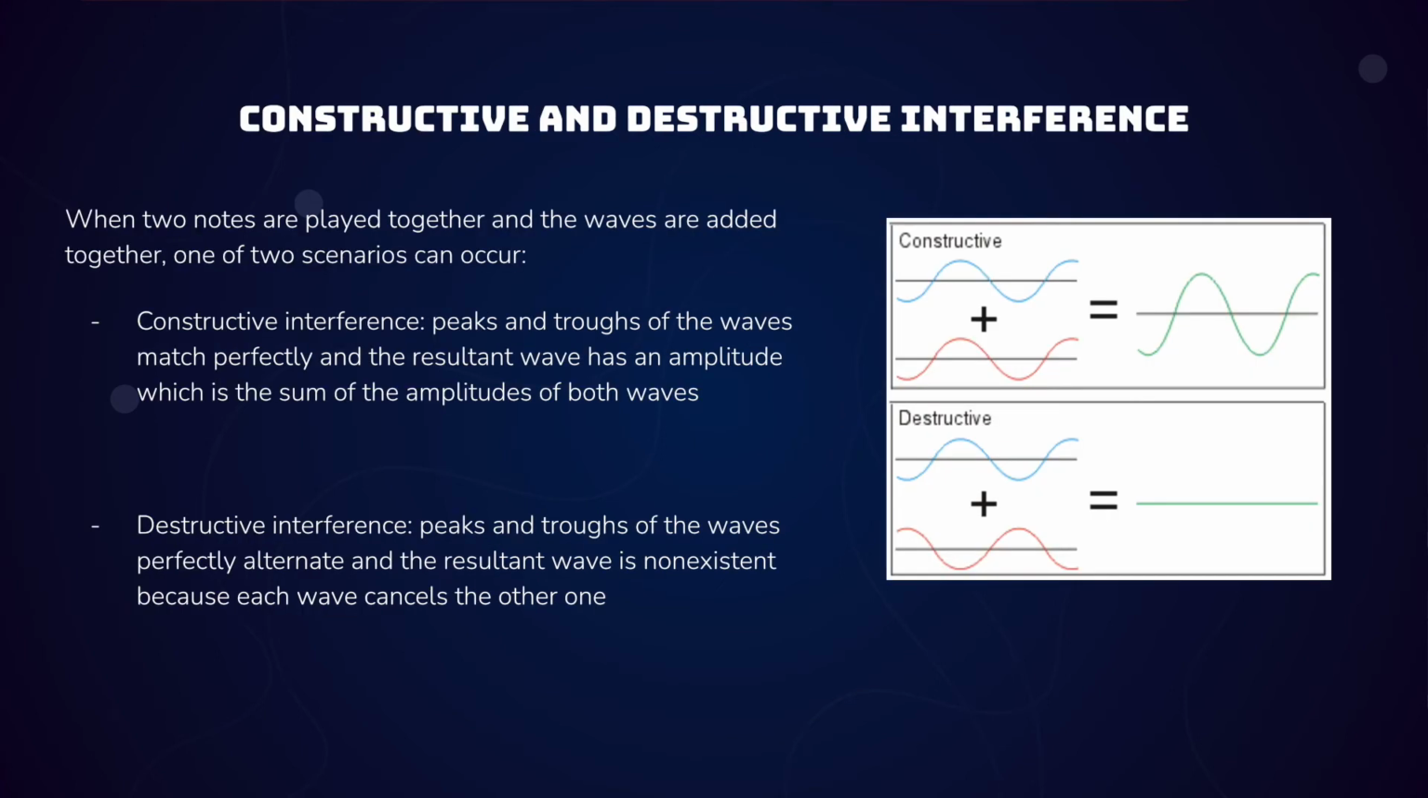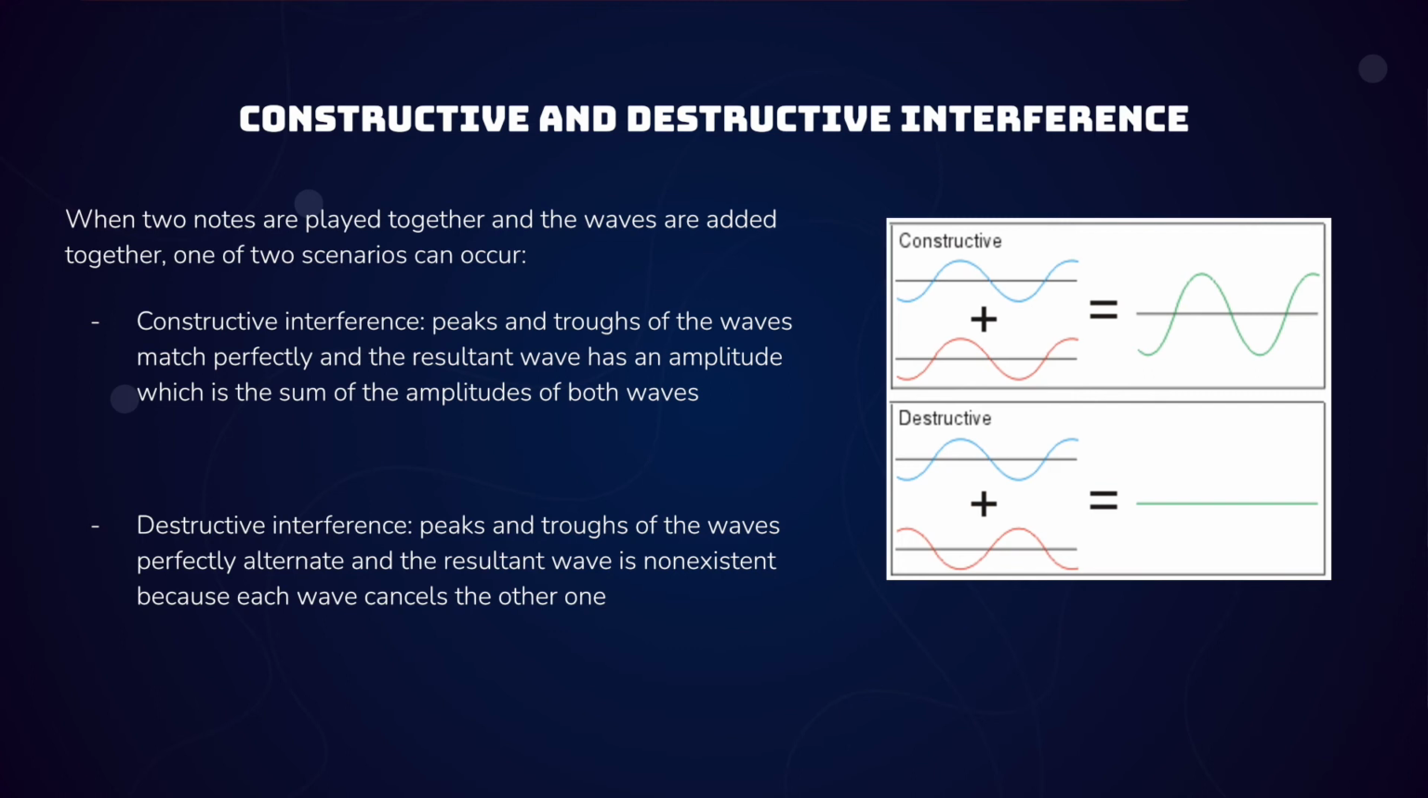Okay, now we can talk about constructive and destructive interference. When two notes are played together and the waves are added together, one of two scenarios can occur. The first of which is constructive interference. This happens when the peaks and troughs of the waves match perfectly and the resultant wave has an amplitude which is the sum of the amplitudes of both waves. Now we can look at the image to the right, and we can see that when you add two waves that have the same peaks and dips, we end up with a wave that has peaks and dips with twice the amplitude, which makes the sound twice as loud and twice as good.